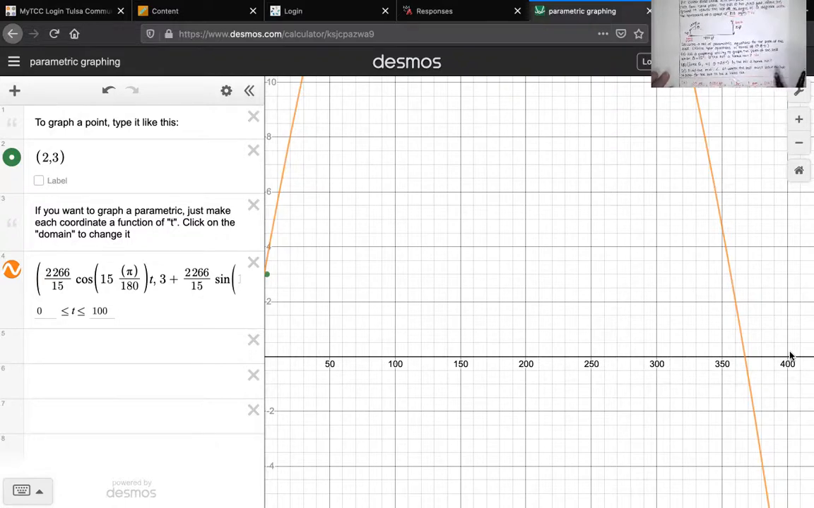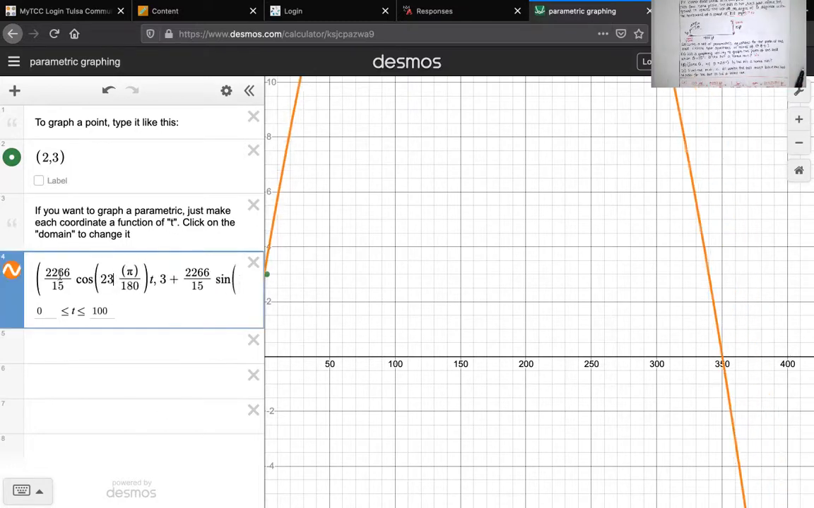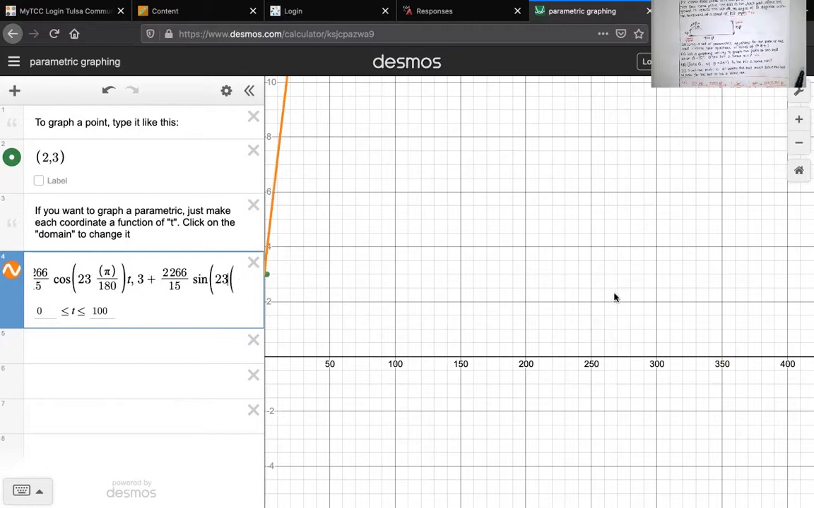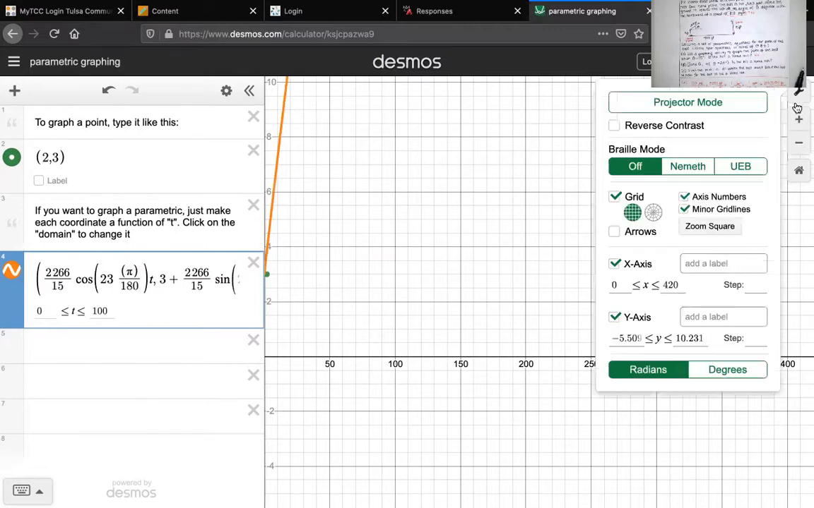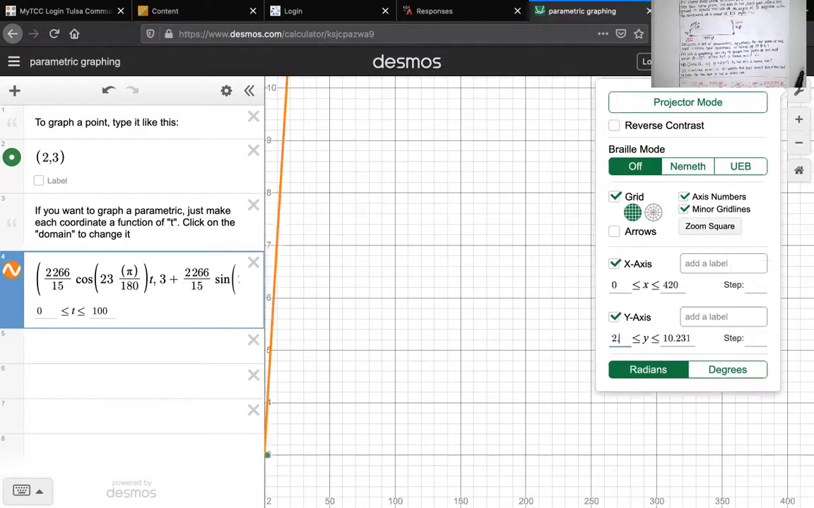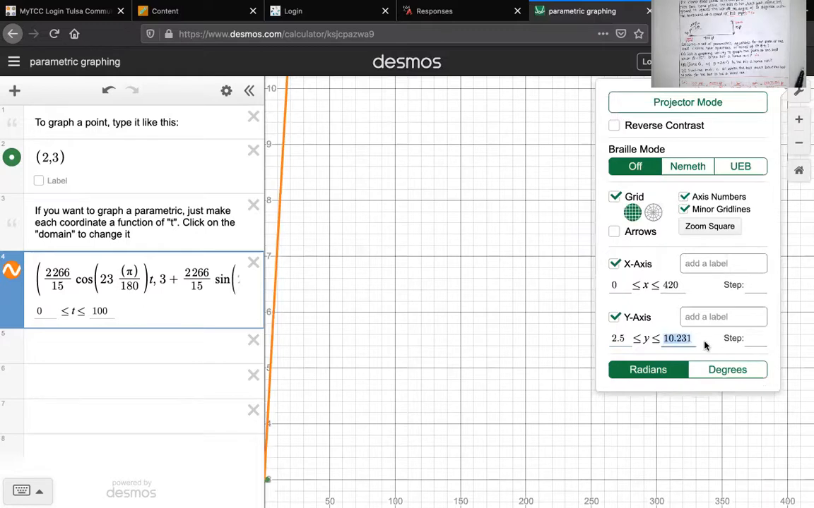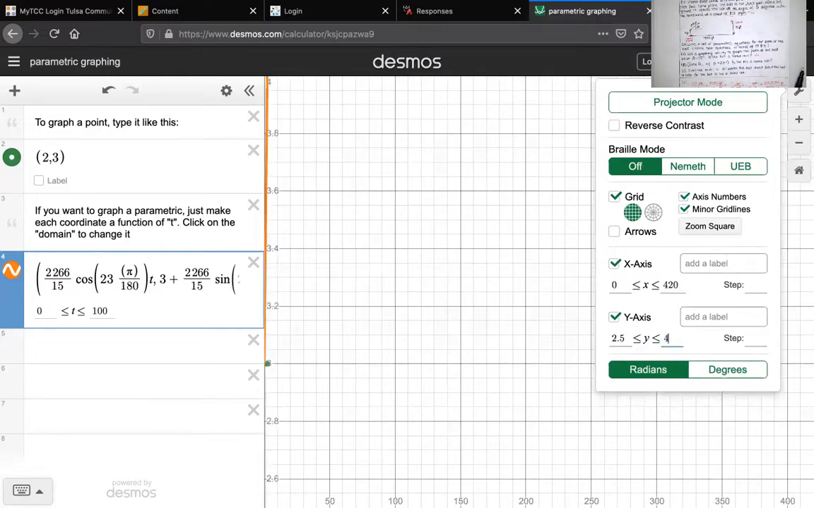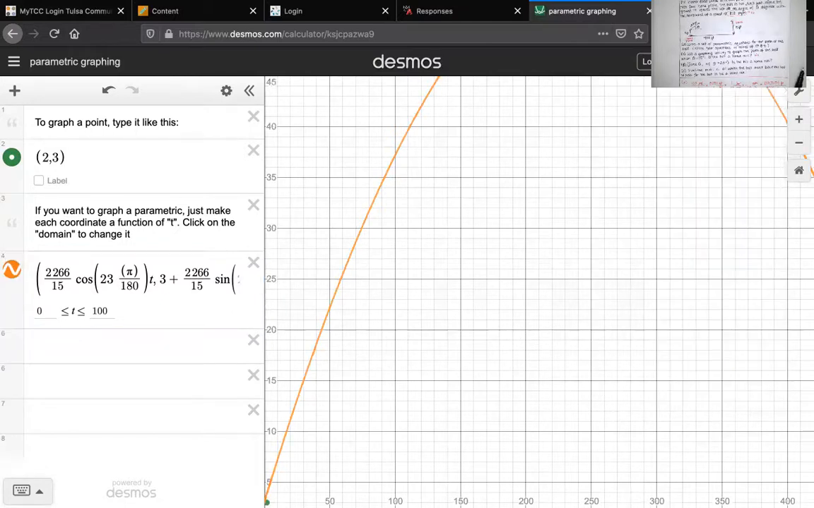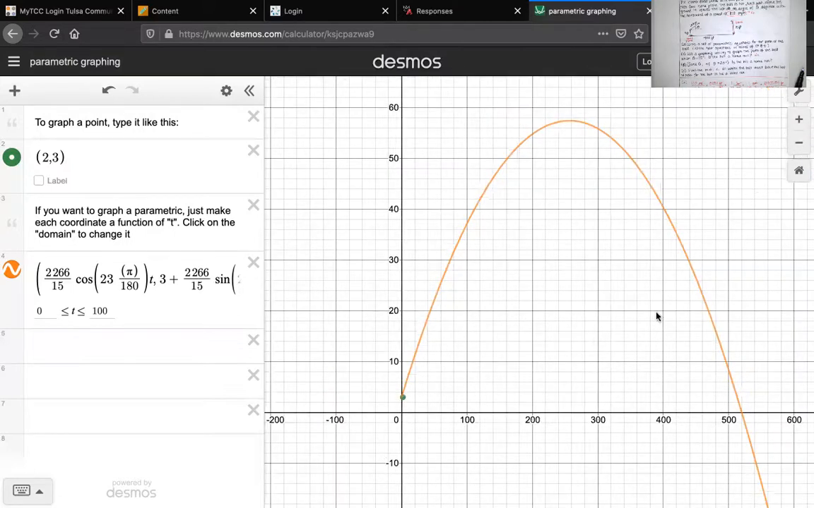Now for part C, we're asked the same question, but we're asked to change our theta value to 23 degrees instead of 15. So I'll change that 15 into a 23. And then let's change the values here. I want my y values to go from, let's say, 2.5 to, let's say, 45. I don't know if you guys can see it. Let's zoom out a little bit.